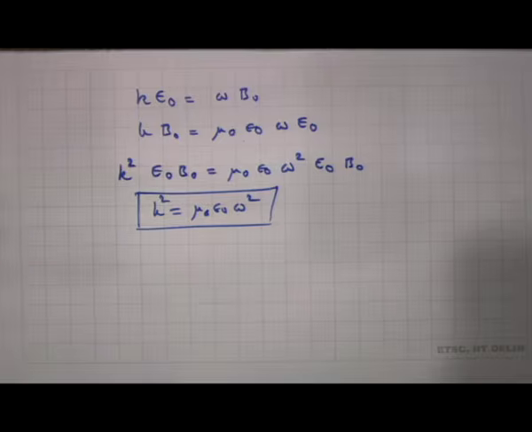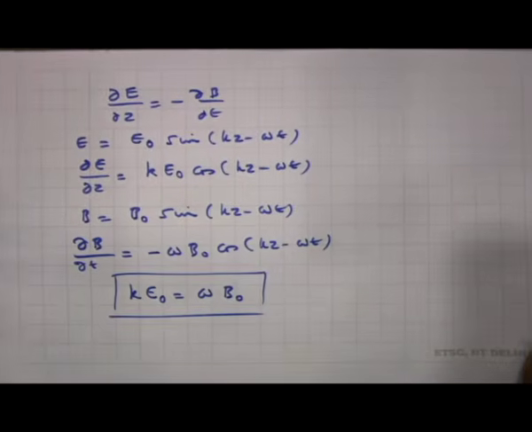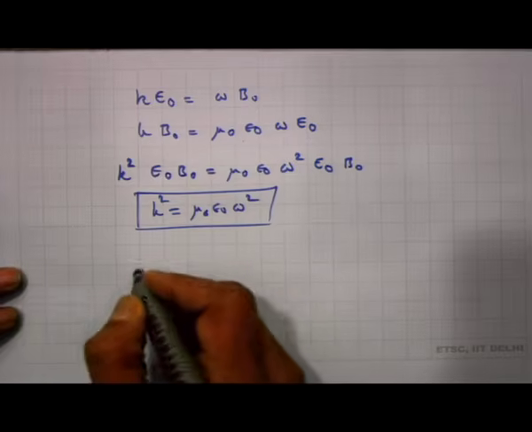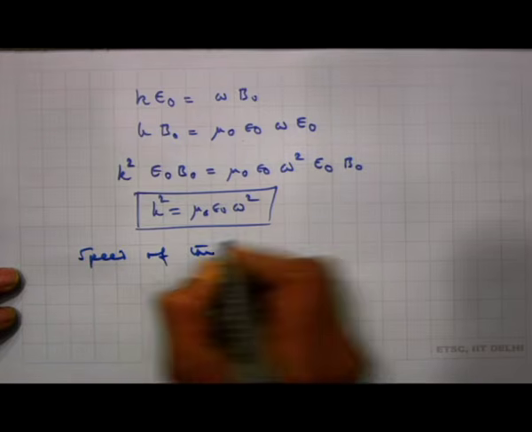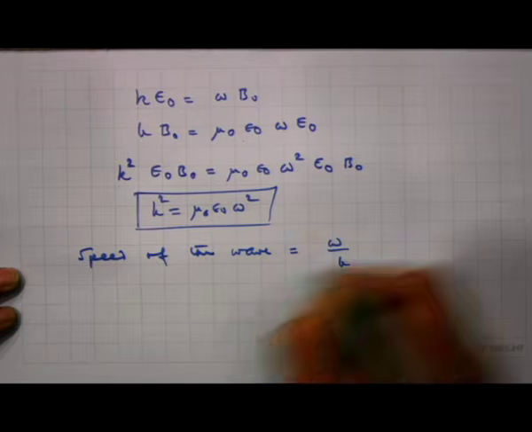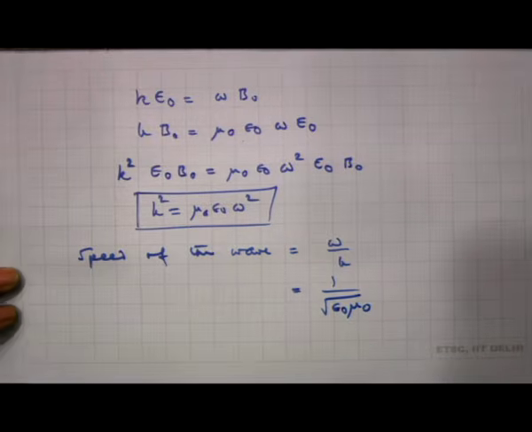So, now I got a relationship between omega and k which appear in the solutions. In the solutions there is k and omega, and remember when I was discussing waves on a string, I had defined the speed of wave as omega by k. So, omega and k are related by this. So, speed of the wave is equal to omega by k, which is equal to 1 by square root of epsilon 0 mu 0. So, this is the speed of the electromagnetic wave.